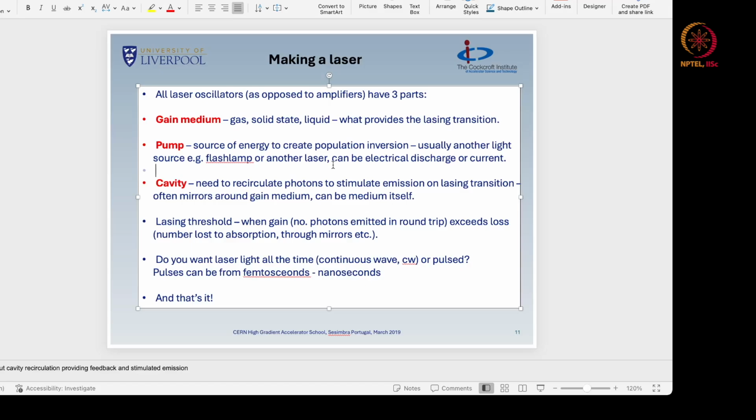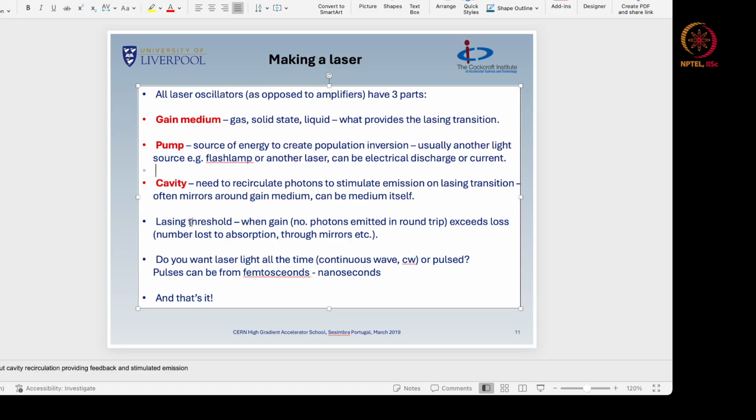You need to have a source of energy. Flash lamp is most commonly used. You need a cavity, because in this cavity you need to recirculate the photons to stimulate emission or the lasing transition. So the photons are made to go inside this cavity round and round so that they can knock off more and more photons. And often mirrors guide these cavities, etc.